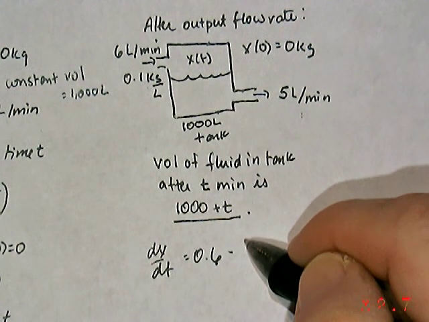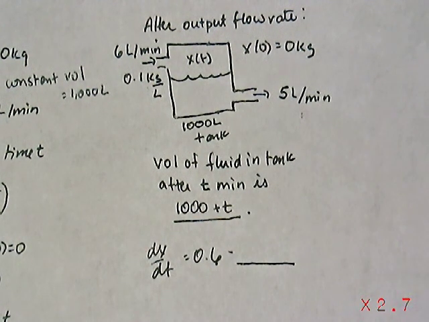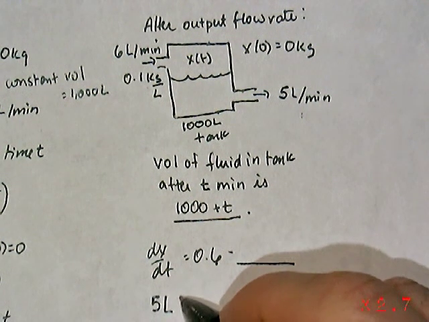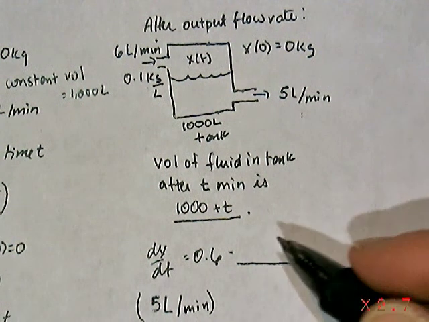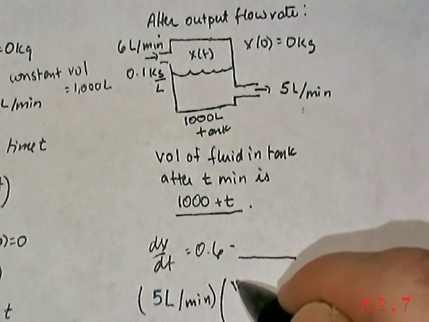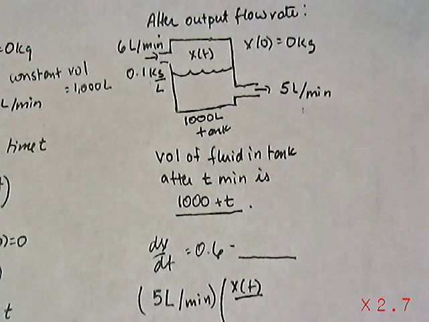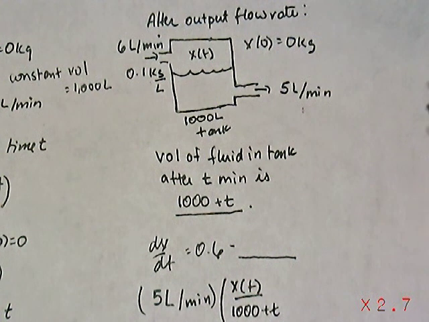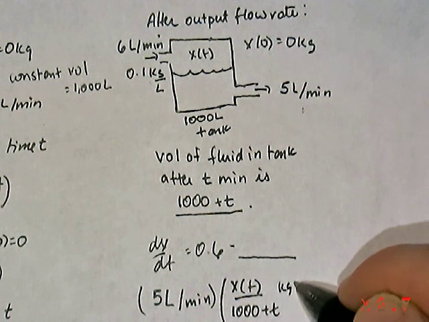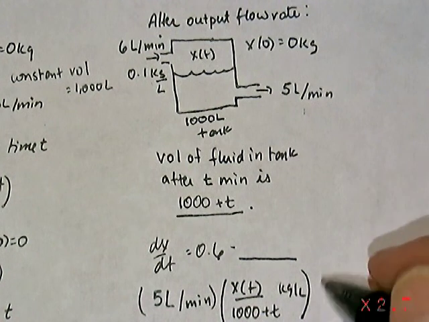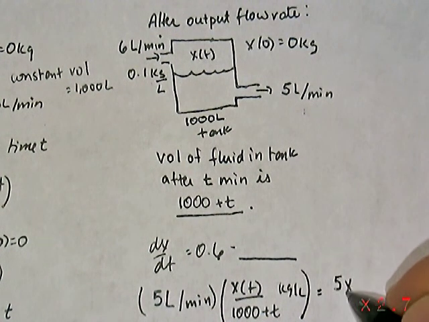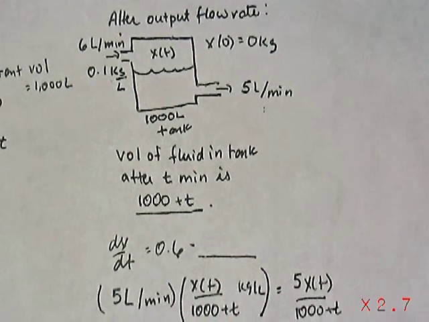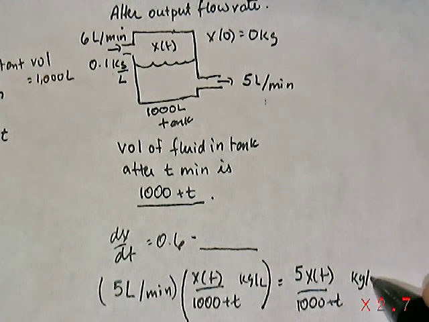But now we'll be subtracting an output rate, which is now slightly different. The difference is that on output, we have the output rate of 5 liters per minute being multiplied by the salt concentration. But how do we do that now? Well, we know that the volume of the fluid is 1,000 plus t after t minutes. And of course this is kilograms per liter. When we multiply that out, what we now have is the quantity 5 times x of t over 1,000 plus t, and this would be kilograms per minute.